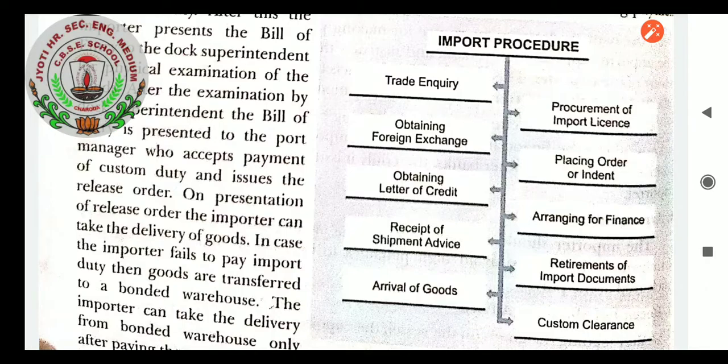In case the importer fails to pay import duty, then the goods are transferred to a bonded warehouse. The importer can take delivery from the bonded warehouse only after payment, that is, acceptance of the bill of entry against acceptance. In that case, the goods are kept in the bonded warehouse, where the importer can get the goods only when he makes all the payments by the due date. So this was the import procedure. I hope you have understood each and every step of the import procedure.